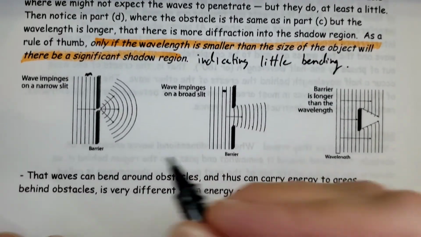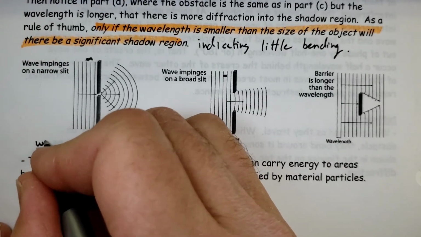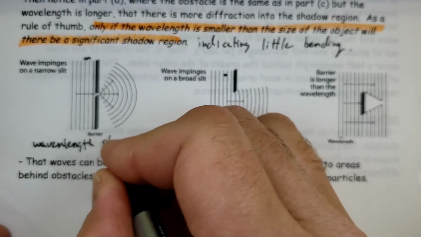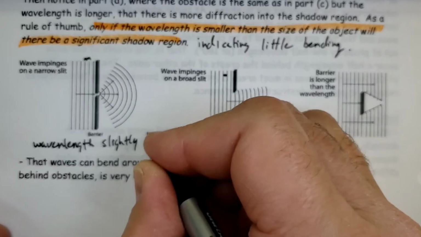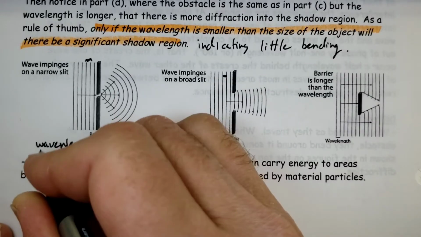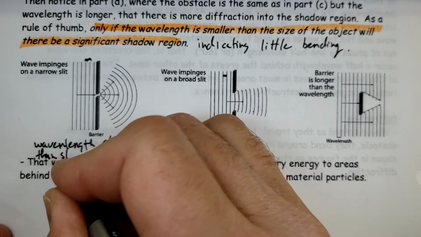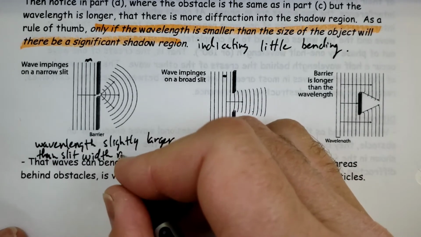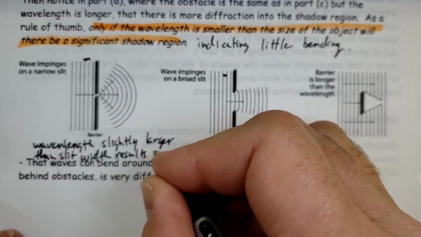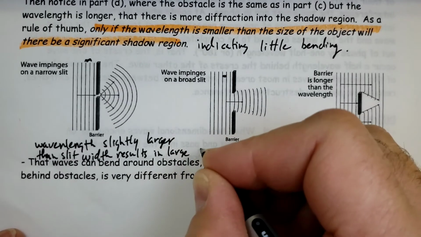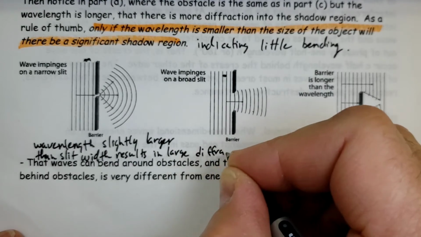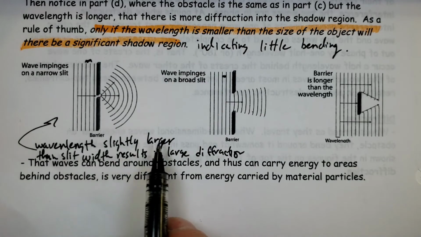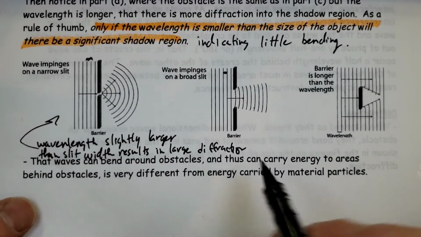So let's just make a note around here. Wavelength slightly larger than slit width results in large diffraction. So that'll be for that diagram. Wavelength slightly larger than slit width results in large diffraction.